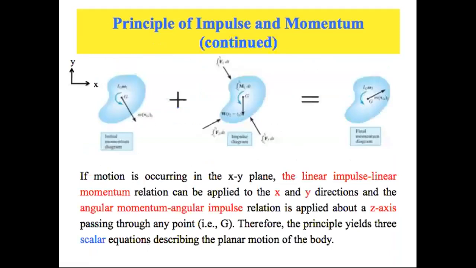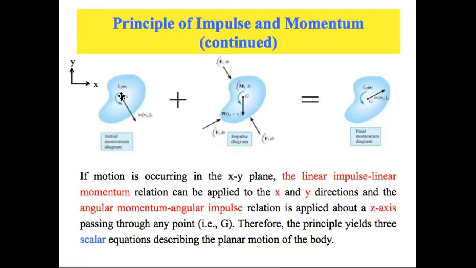If the motion of the rigid body occurs in the xy plane, the linear impulse and momentum can be applied in the xy direction, and the angular impulse and momentum is applied about a z-axis passing through any point, such as point G. Therefore, the principle gives three scalar equations describing the planar motion of the body.